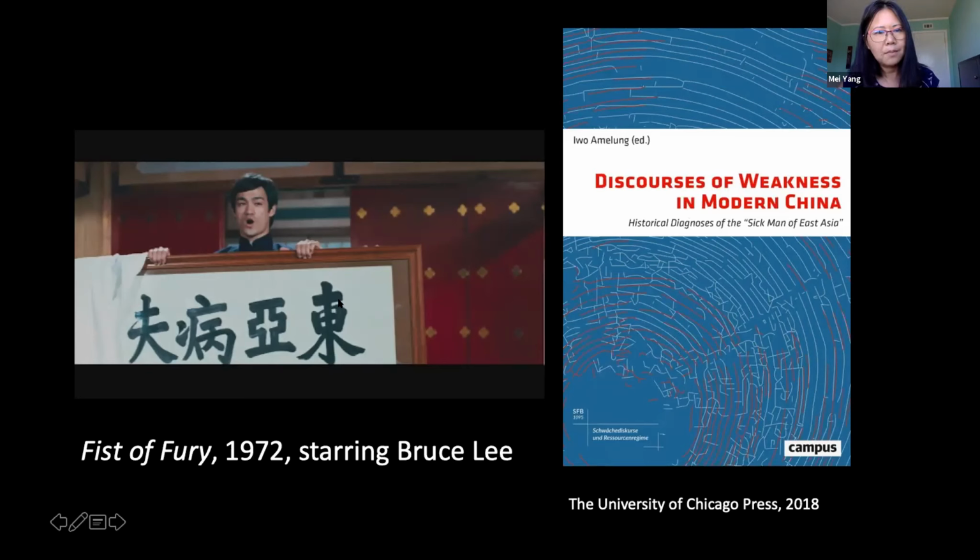On the left side, you are seeing Bruce Lee holding this sign. On the sign, it says "the sick man of East Asia" in the Chinese language. That's from his movie Fist of Fury, 1972. On the right side is a book-length study entitled The Discourses of Weakness in Modern China: The Historical Diagnosis of the Sick Man of East Asia. So it still is a mystery.